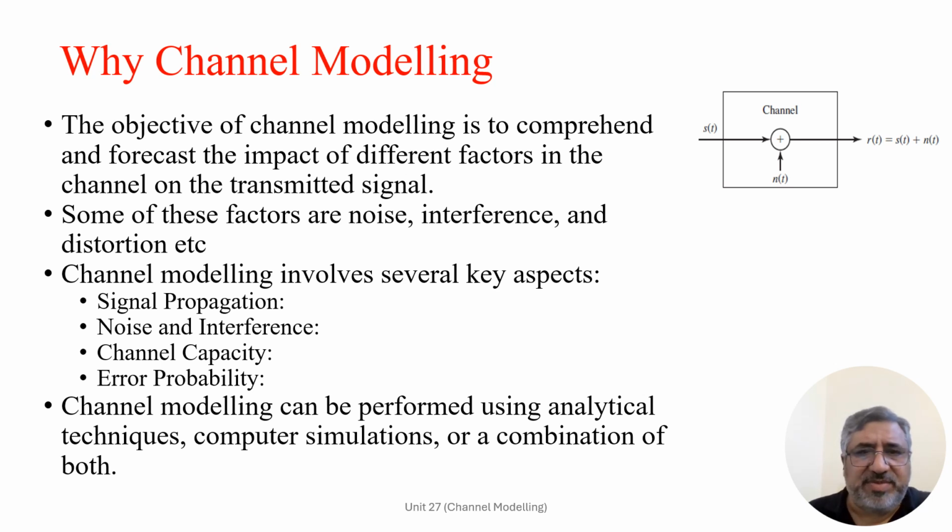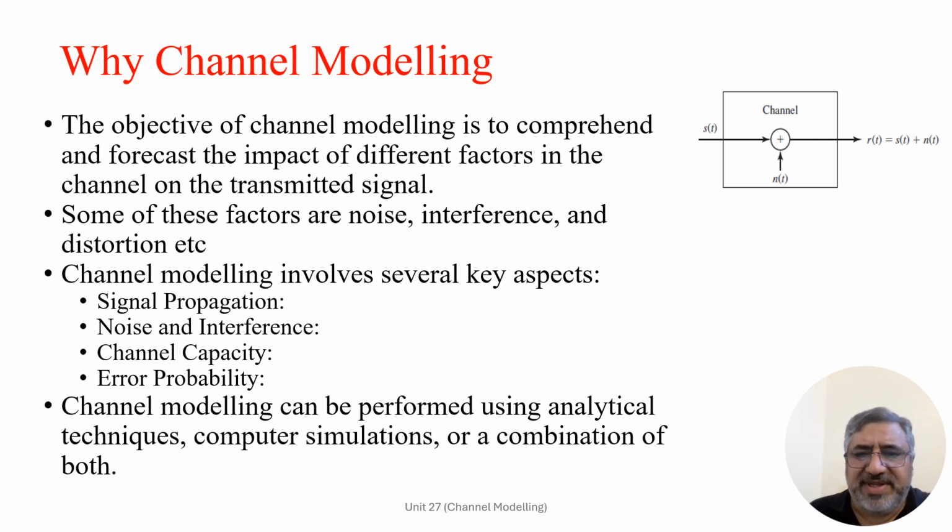Most important is signal propagation. This aspect deals with how the signal propagates through the channel. In wireless communication, for example, it considers factors like path loss, multipath fading, and shadowing. Path loss refers to the attenuation of the signal strength as it travels through space, while multipath fading accounts for the variation caused by reflection, diffraction, and scattering. Shadowing refers to the additional attenuation caused by obstacles in the propagation path.